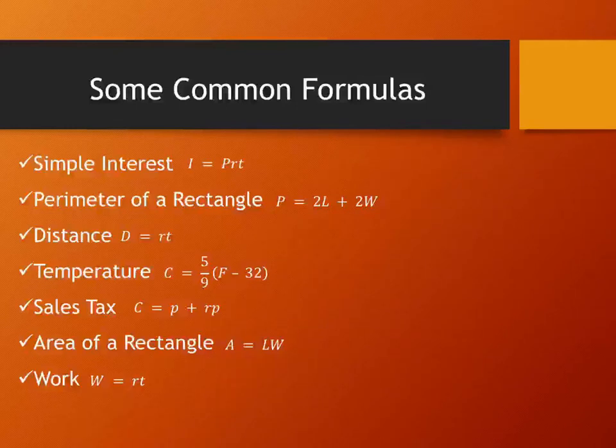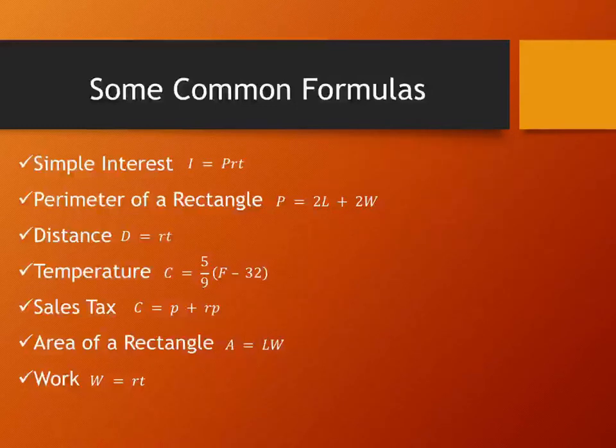Simple interest. You've probably used that one before. Maybe not recently, but that's how interest is calculated when it's simple interest. Perimeter of a rectangle, you add up all of the lengths and widths all the way around the rectangle, so it's 2 times the length plus 2 times the width. Distance is found by multiplying the rate at which you are running, biking, or driving by the time, how long you're doing it for.